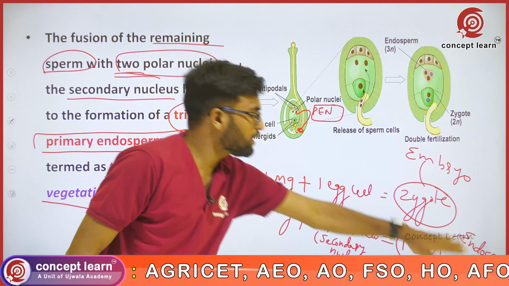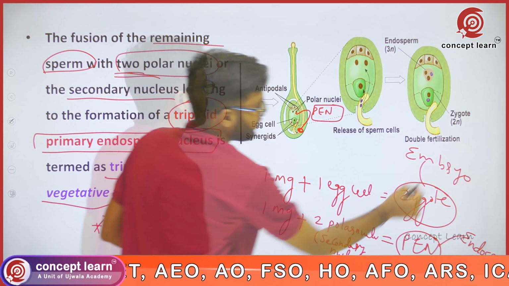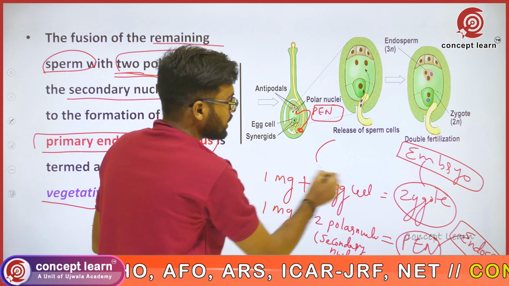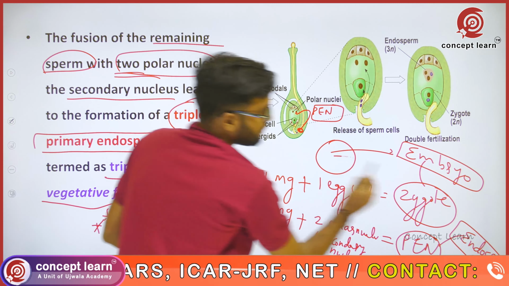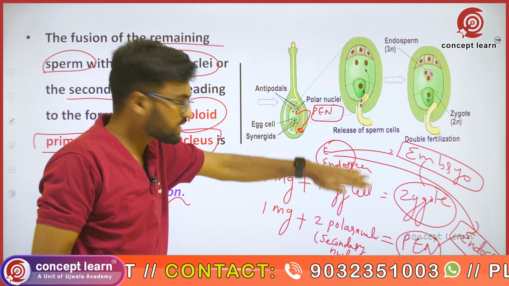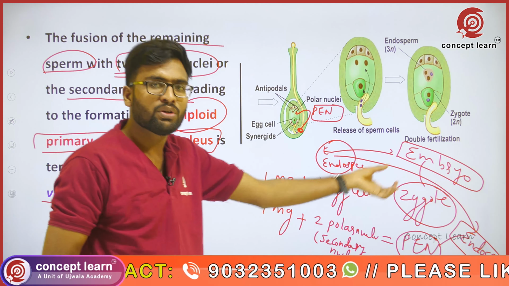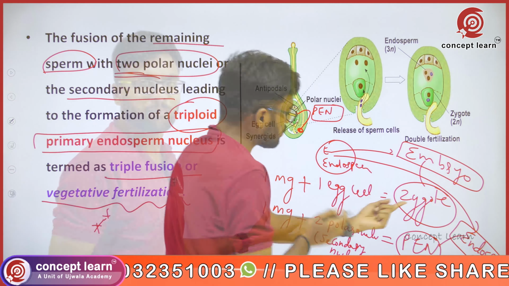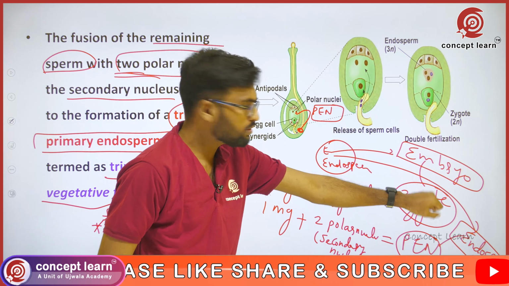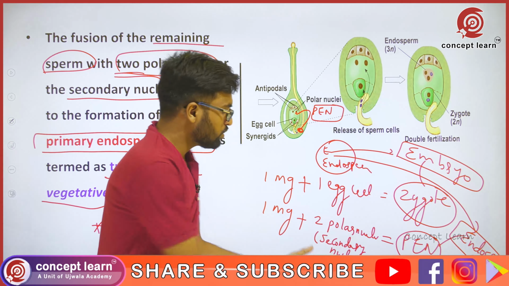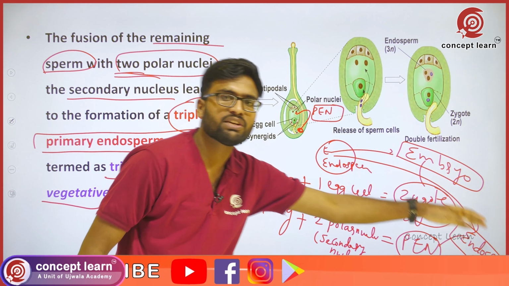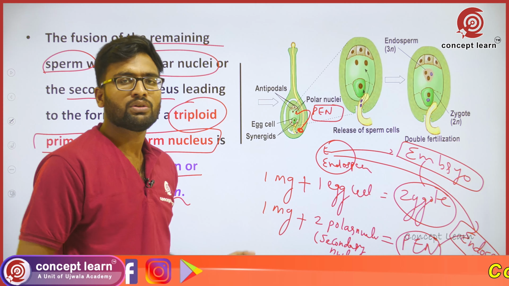This embryo and endosperm together form the seed. So inside the seed we have the embryo and the endosperm, right? Both the embryo structure and the endosperm structure inside the seed are formed due to sexual reproduction. Through syngamy, the zygote is formed, and that zygote develops into the embryo. Through triple fusion, the primary endosperm nucleus is formed, and that develops into endosperm.